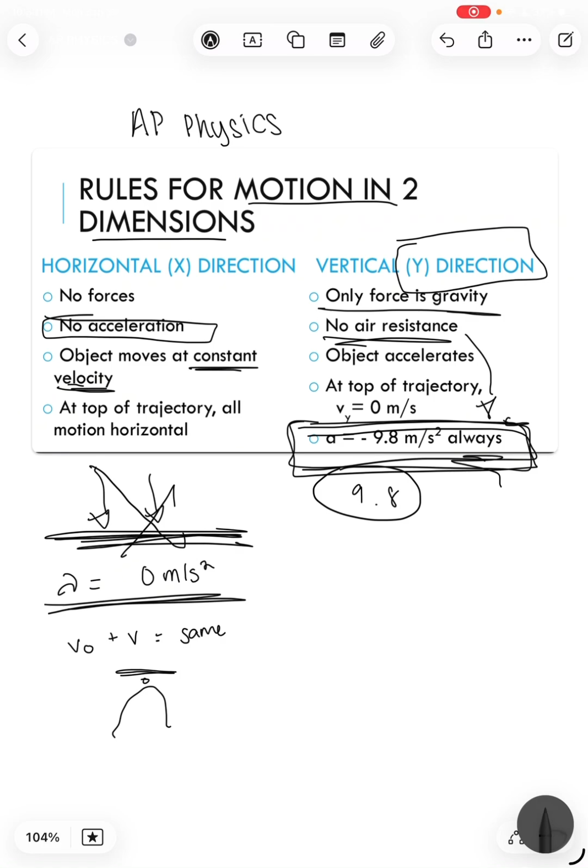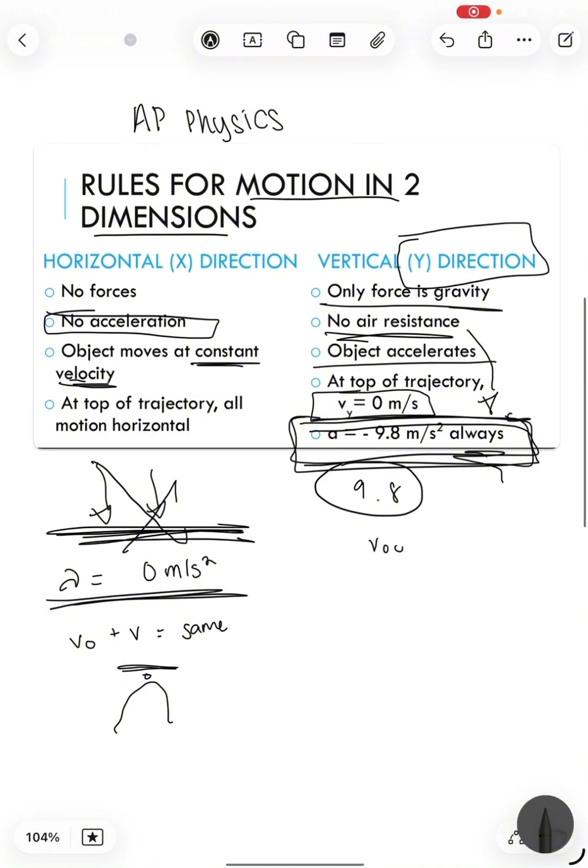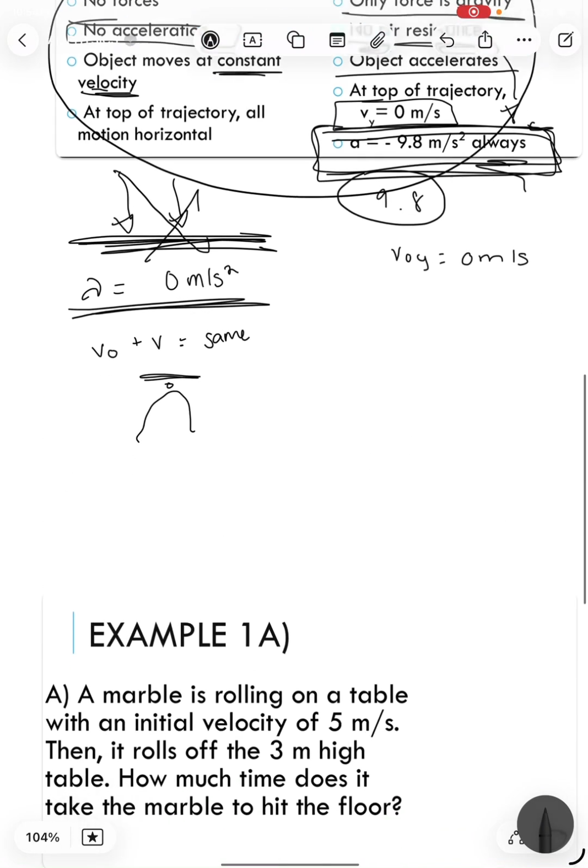All right. And the object accelerates in the y direction. At the top of the trajectory, v naught for the y direction is 0 meters per second, which means an object, when it is being dropped or is falling down, always starts from rest. That is another given. And this is our v naught for the y, equals 0 meters per second. Now we're going to apply this to the problem we have down here.